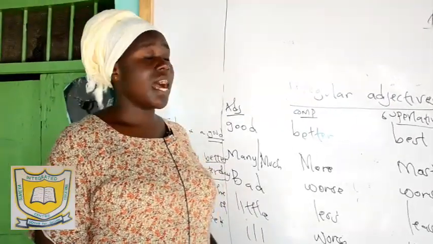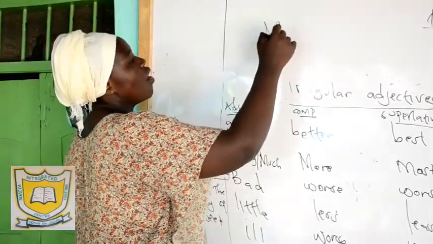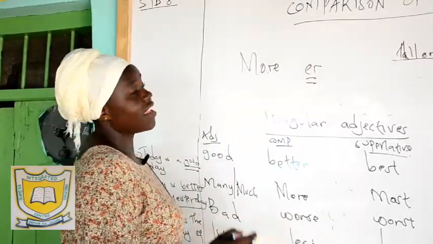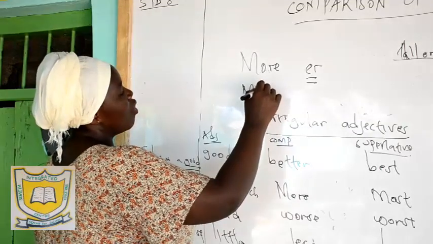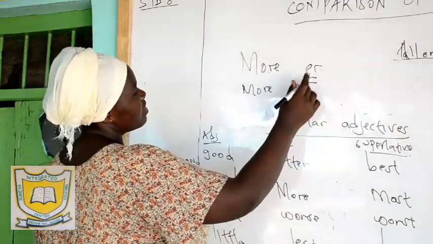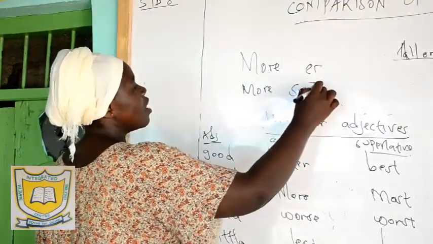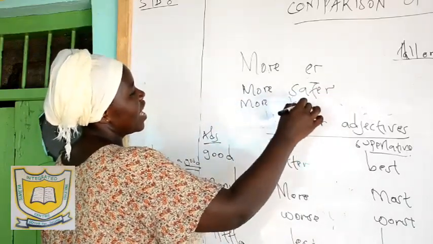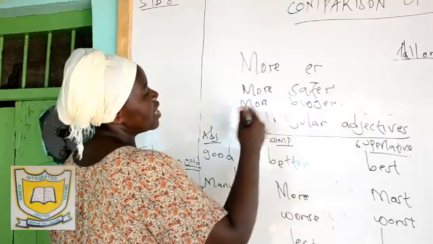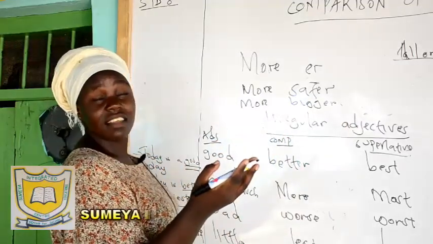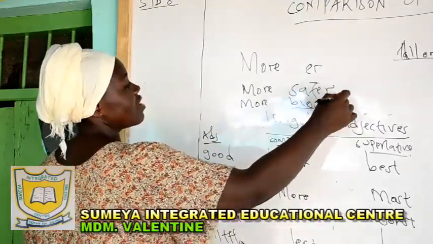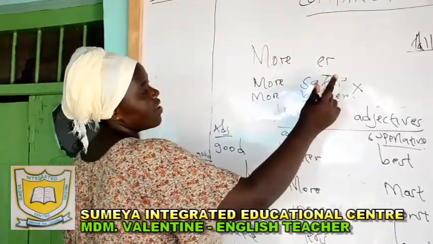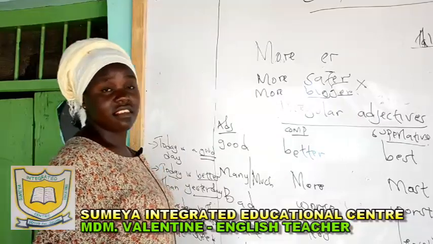Just remember, when you use more in a sentence, you can't use an er. Example, you can't say more safer, or you can't say more bigger, because they both mean the same. They are all comparative. So this one is wrong. You can't use more and then have an er in the same sentence.